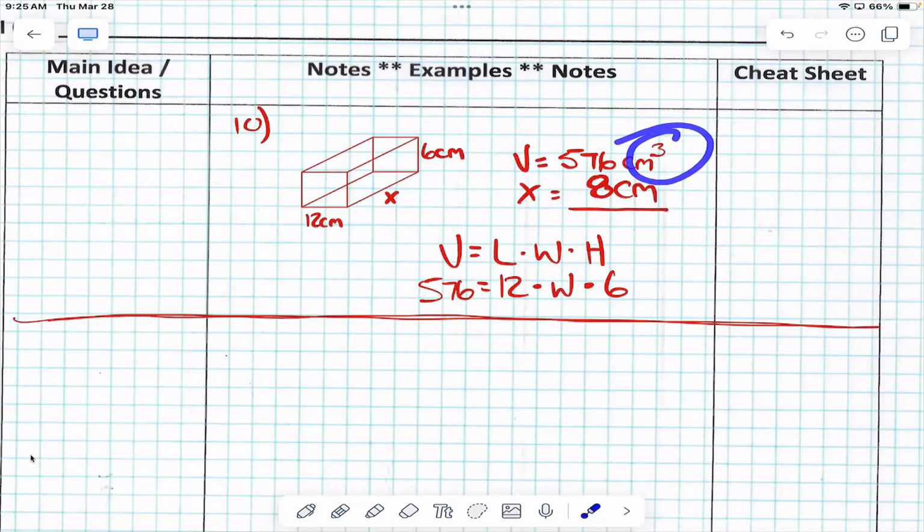What's our label again? Centimeters cubed, which also means centimeters to the power of 3. Because 3D shapes have how many dimensions? 3. Good?